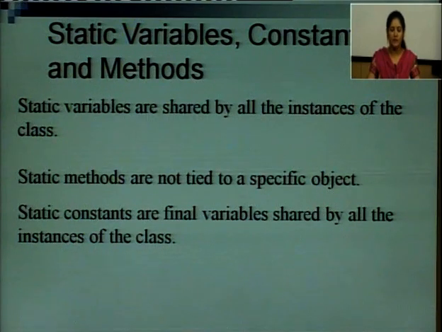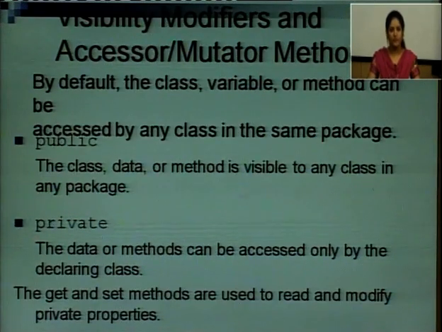For example, public static void main, which is the main method, can be called without creating an object of a class because it contains the static keyword in that particular line. Static constants are final variables. The final variables are the ones whose value cannot be changed at runtime once declared. They are shared by all the instances of the class.